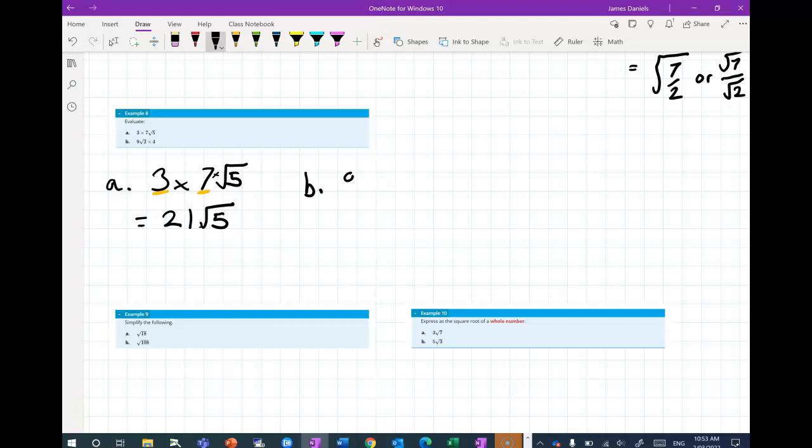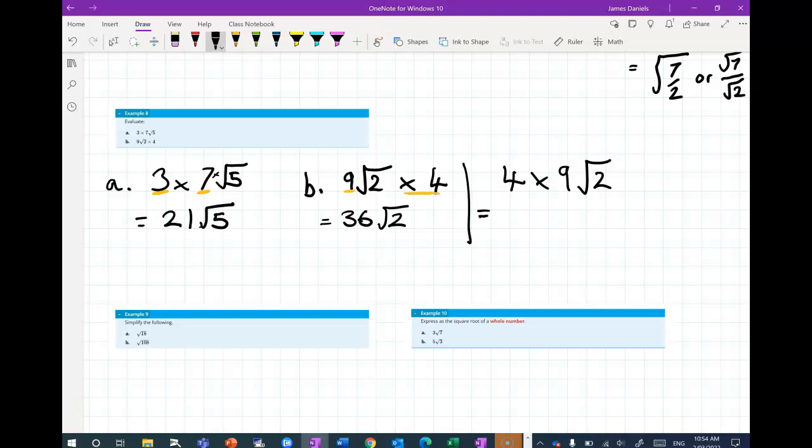B. 9 times the square root of 2 times 4. Now they've just moved the order around here. I can still multiply the whole numbers together. 9 multiplied by 4 is 36 times the square root of 2. If you just missed that, I could also write this as the same as saying 4 times 9 times the square root of 2, because the order in times doesn't matter. And once again, I could multiply the whole numbers together and the square root of 2.